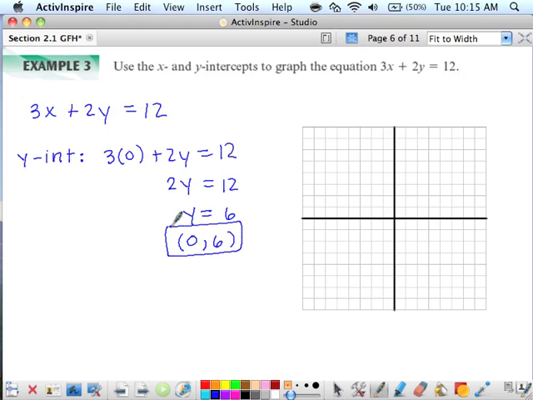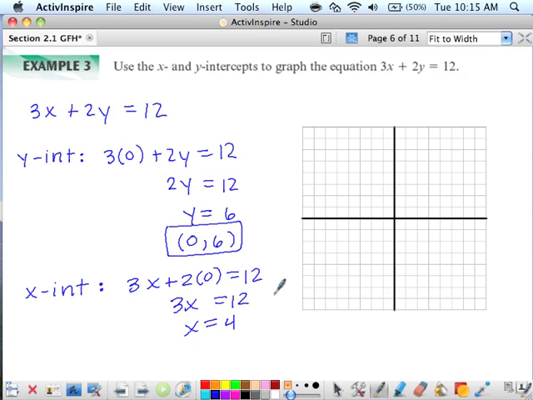Let's now try to find the x-intercept. The x-intercept is the point where the y value is 0. So I'll keep the 3x and I will substitute a 0 in place of the y. So 3x plus 0 equals 12, which means that 3x equals 12, and x must equal 4. So the x value of our x-intercept is positive 4, meaning our point is (4, 0). And those are the 2 points I'd like to put on my graph.